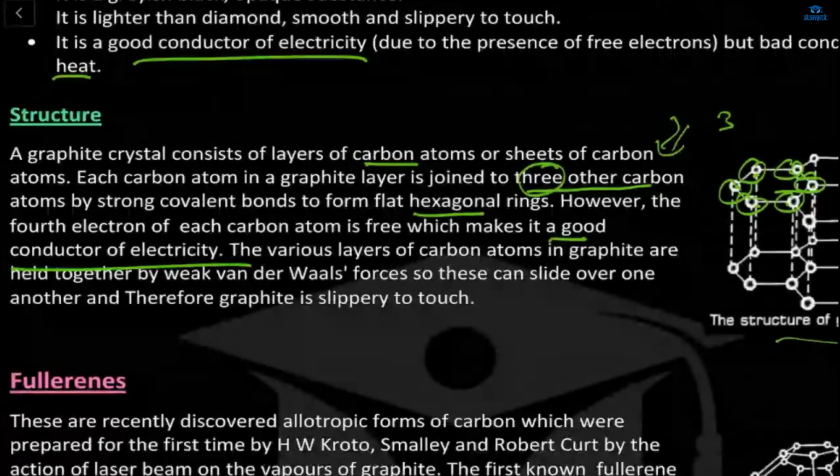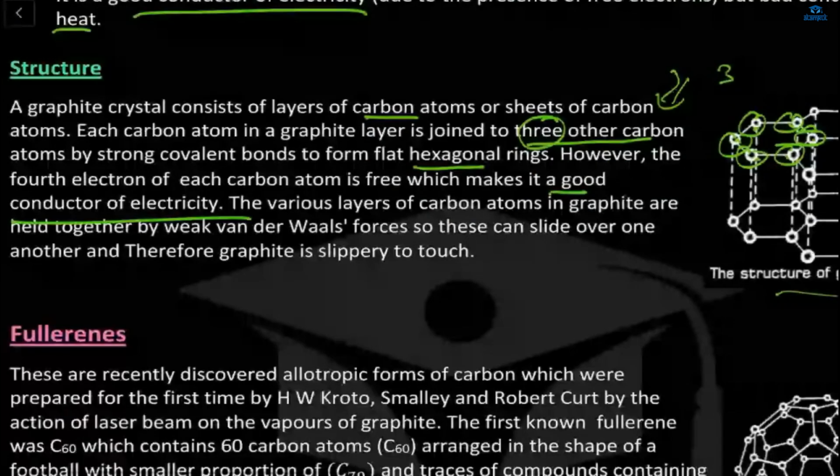Okay, any doubt you can ask. So the various layers, this is the structure of your graphite. Next, we will see the structure of fullerenes. After this, we will learn about the versatile nature of carbon and then hydrocarbons.